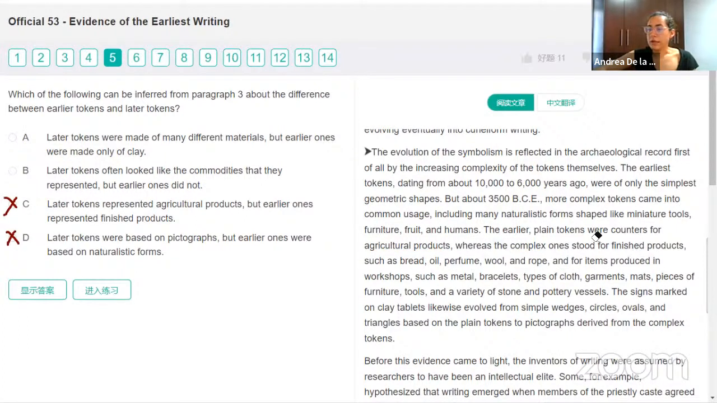Ahora podemos continuar leyendo. Dice, the signs marked on clay tables likewise evolved from simple wedges, circles, ovals, and triangles based on the plain tokens to pictographs derived from the complex tokens. Y aquí ya no hablan de las fichas, sino de las marcas que estaban en las fichas, en los sobres. Entonces, ¿tenemos algo de material?